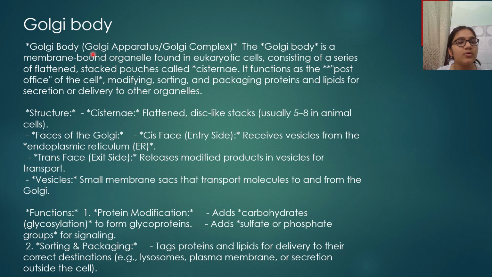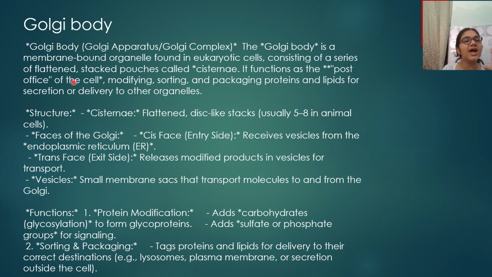Golgi body, or we can say Golgi apparatus, Golgi complex. The Golgi body is a membrane bound organelle. The single membrane bound structure found in the eukaryotic cells. Golgi body was discovered by whom? Camillo Golgi in 1878.